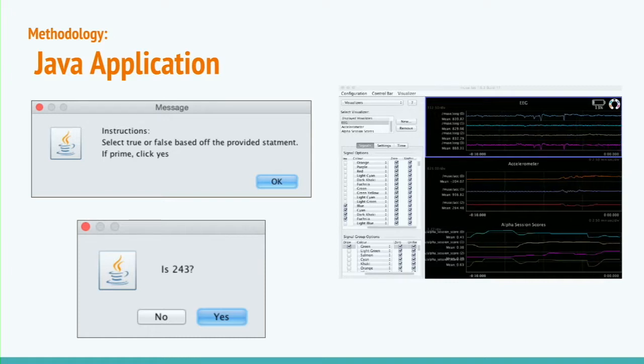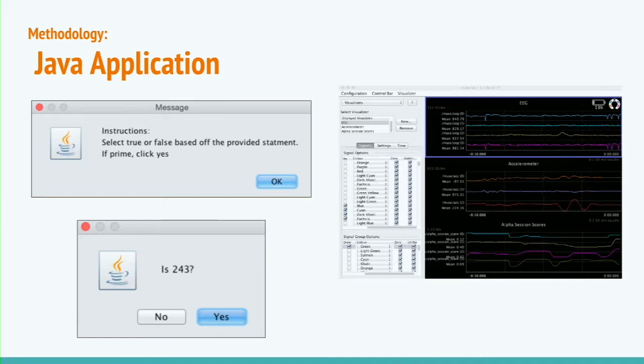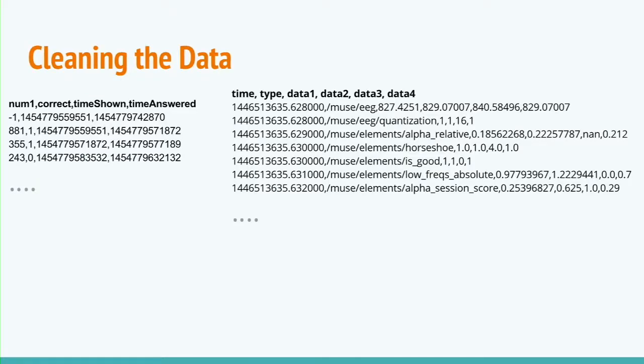And in this Java application, I was able to record whenever the question was shown and when it was answered, and also if they got it correct or incorrect, and exactly what the problem was. So that left me with 2 CSV files. On one side, I had my answers, which were the time shown, time answered, and if they got it correct. But then I had the Muse file, which was this very long file of just completely different things, such as is the element good, low frequency, absolute, a lot of stuff I didn't need. But I needed to merge this and just pull out the information I wanted.